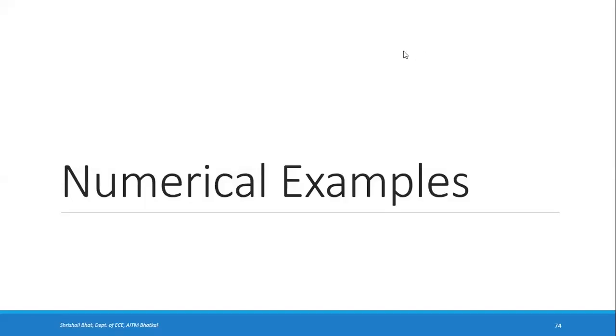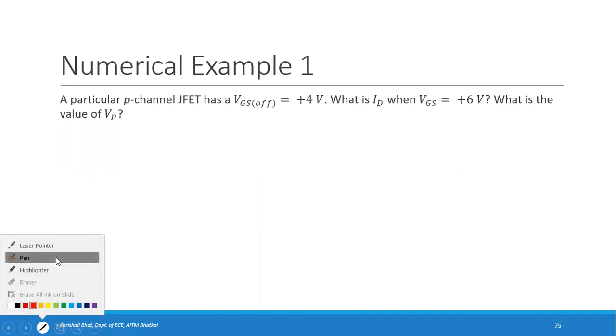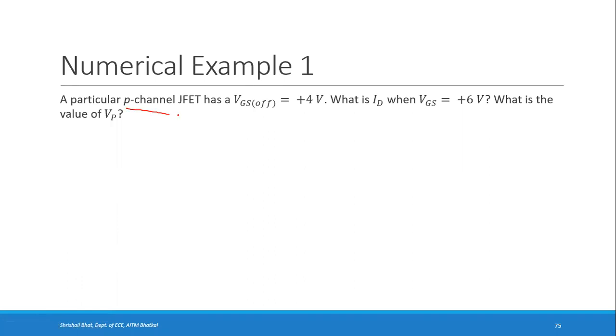So today we will see some numerical examples on field effect transistors. The problems are both on JFET as well as MOSFET. The first example: a particular P channel JFET has a VGS off of plus 4 volts. VGS off is positive, so it's a P channel JFET. It is asked what is ID, the drain current, when VGS is plus 6 volts.